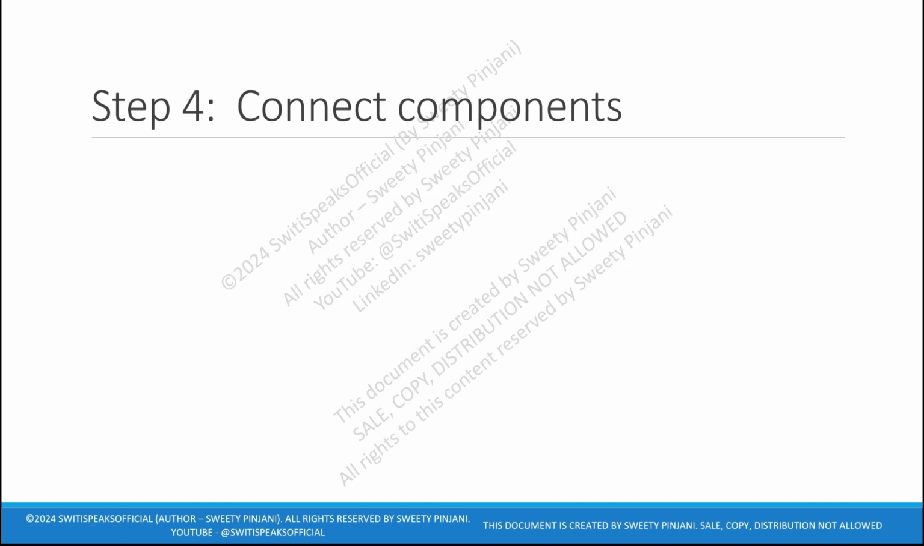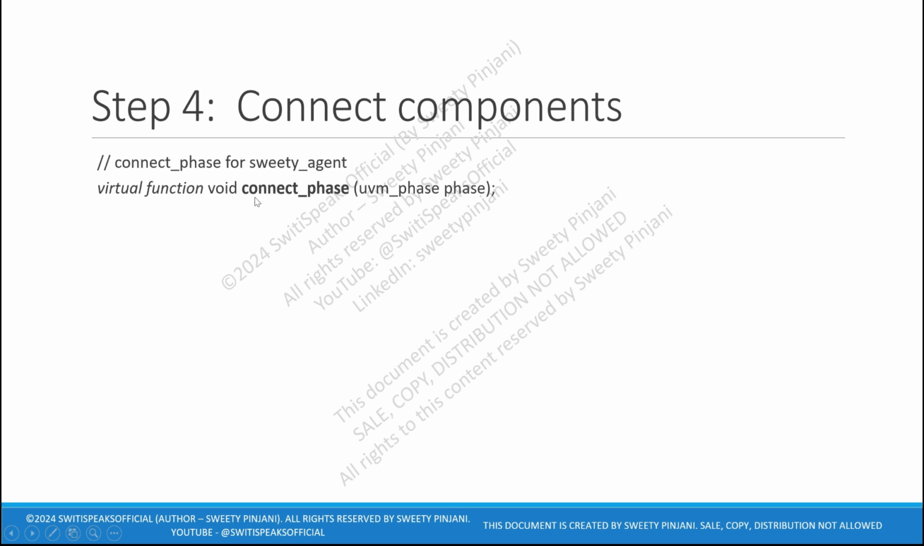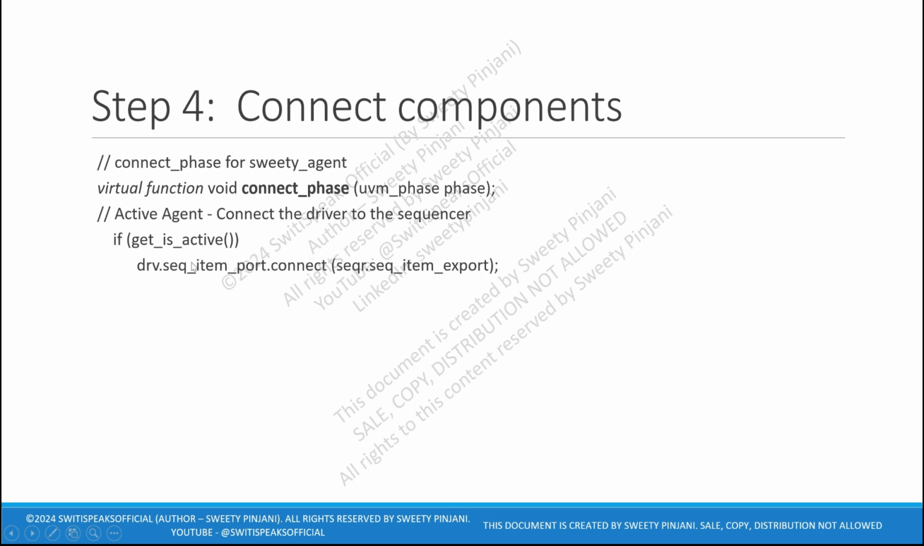That's the end of your build phase. The fourth step was to connect the components. This will happen in the connect phase. In case of active agent, you need to connect your driver to the sequencer. That's why again I am calling get_is_active, which will tell whether my agent is active. If it is active, then I am connecting the seq_item_port of my driver to seq_item_export of my sequencer. That's it. That's the end of the connect phase.